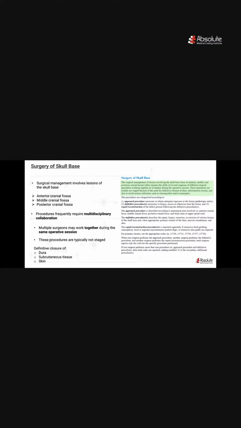So these procedures are not typically staged. Why? Because delaying the closure would significantly increase the risk of infection, including meningitis and osteomyelitis. So, during the same operative session, the surgeon will aim for the definitive closure of the dura, the subcutaneous tissue, and the skin. All right, so skull base procedures are, as I said, classified into three distinct components.